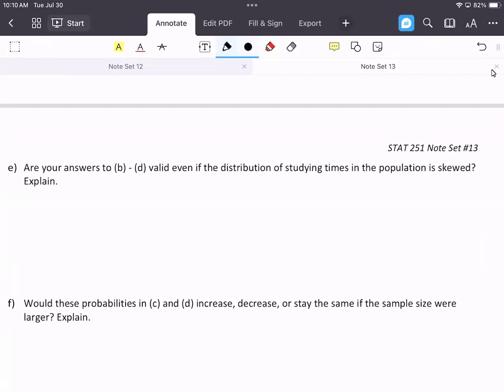Now, if we had an inkling that it was very skewed, we'd want to use n greater than 100, but there's no indication at this point that it would be a very skewed distribution. For you to use n greater than 100, I would make it clear that the distribution is very skewed. So based on the central limit theorem, for part E we can still use it as n is greater than 40.